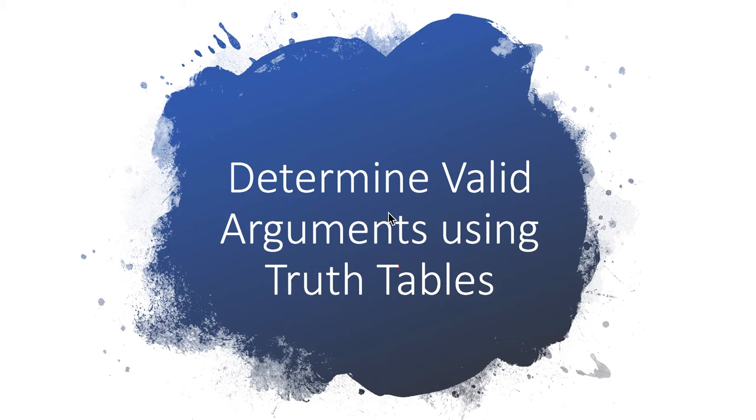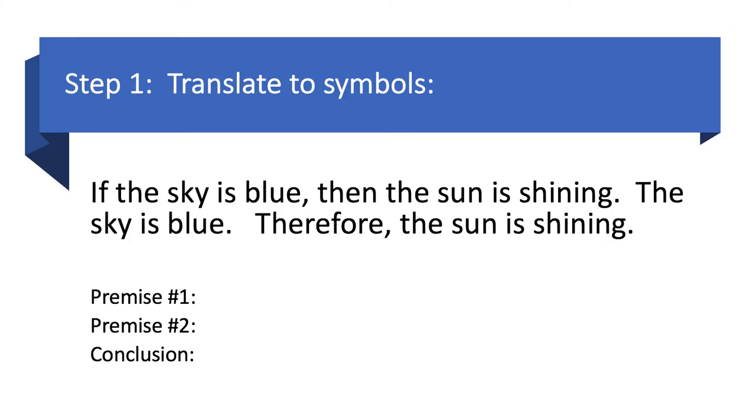So in this section, we're going to use our truth tables to determine whether a series of statements called arguments are either valid or invalid. So I'm going to begin with an example. Our problem says, if the sky is blue, then the sun is shining. The sky is blue. Therefore, the sun is shining.